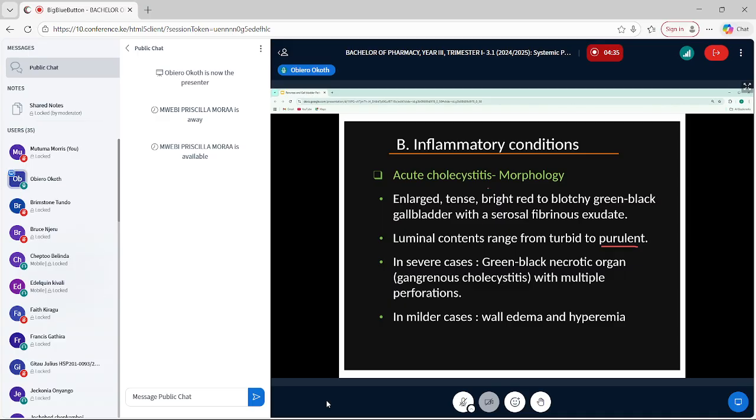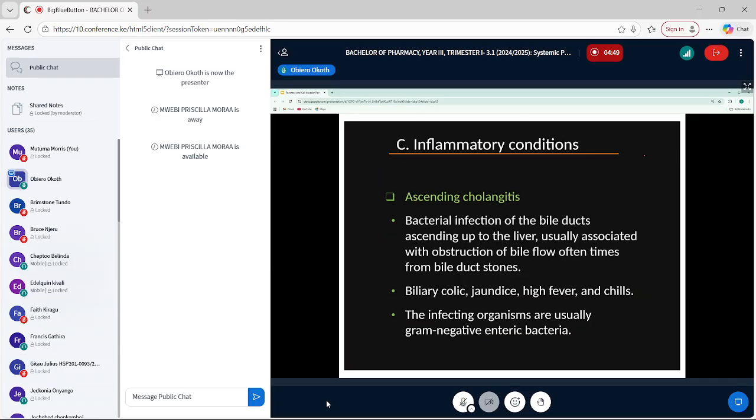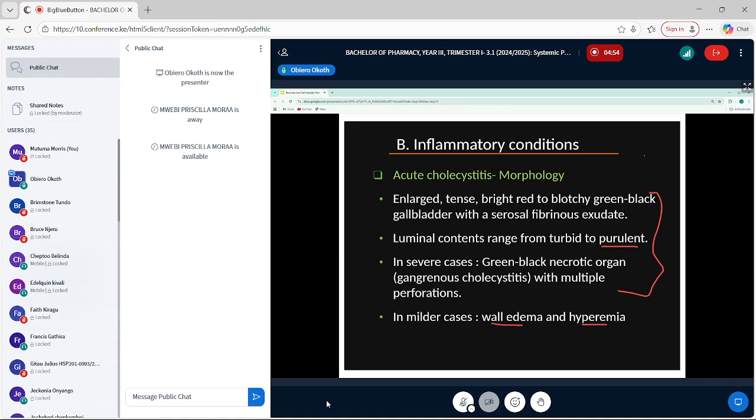In milder cases of acute cholecystitis, you just get wall edema, you get some hyperemia, which can be very mild also. These are the extremes of cholecystitis. So this is acute cholecystitis.